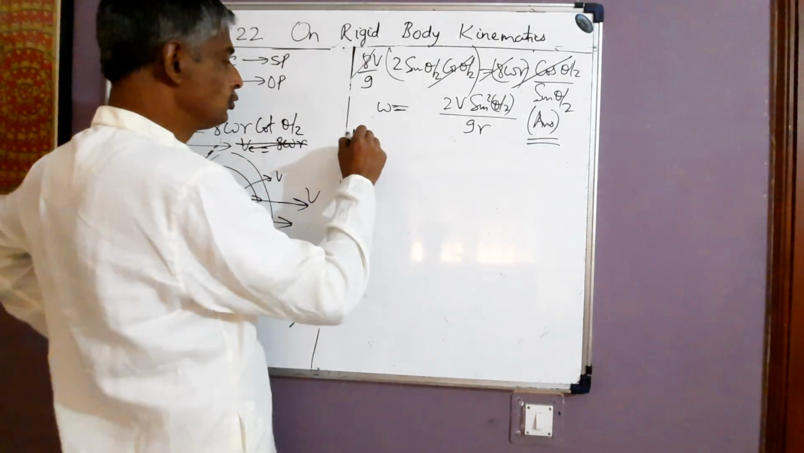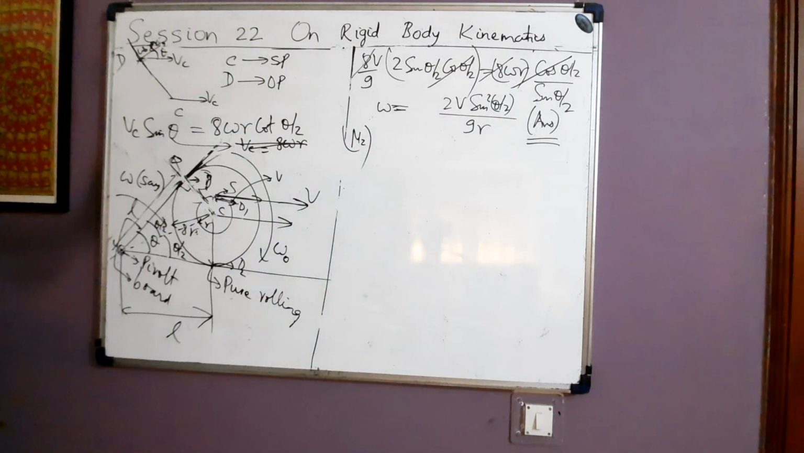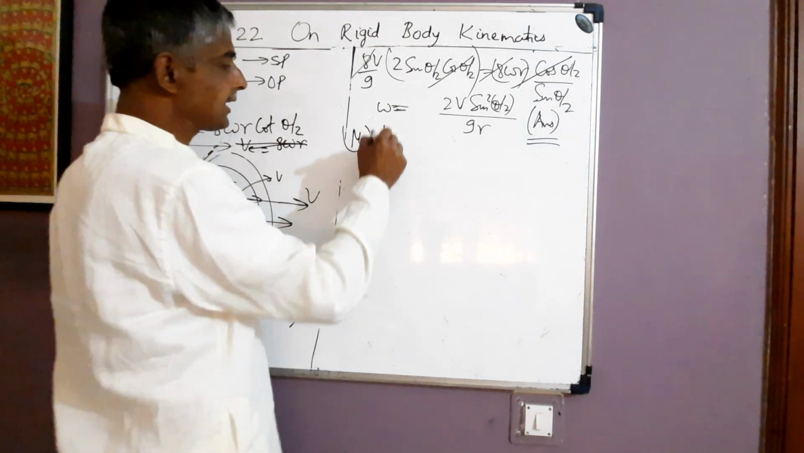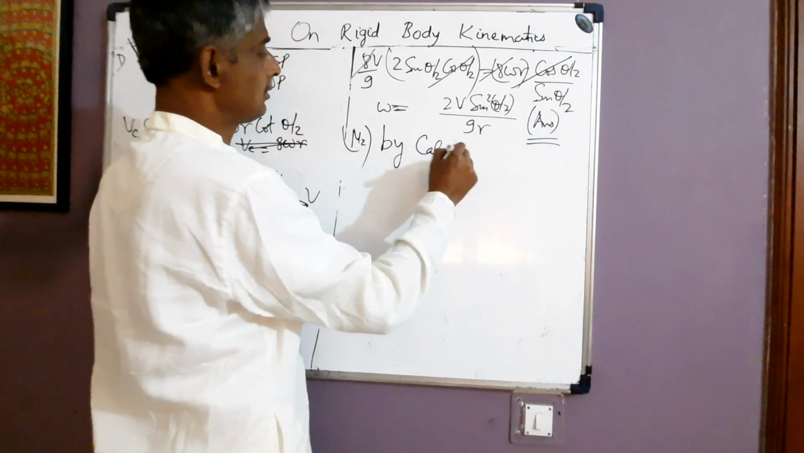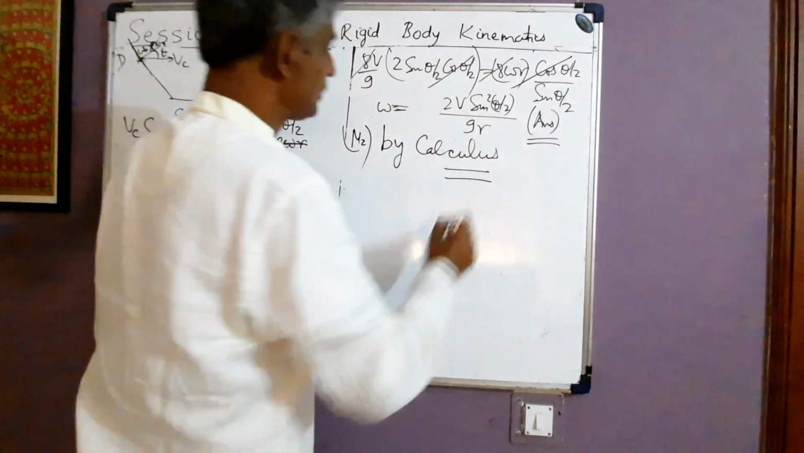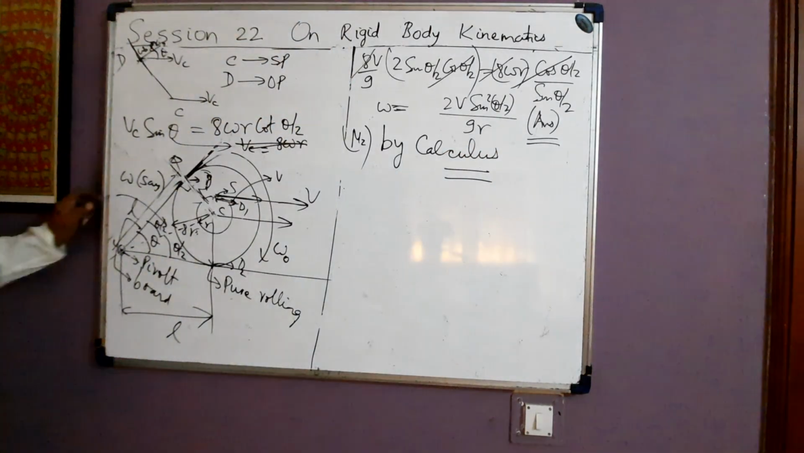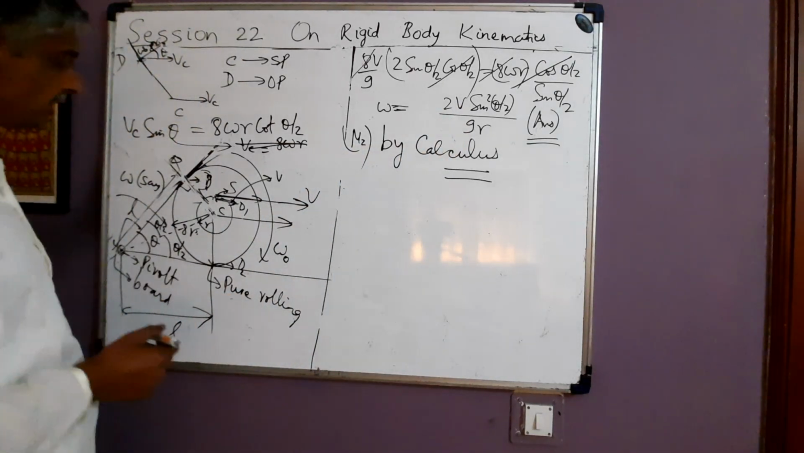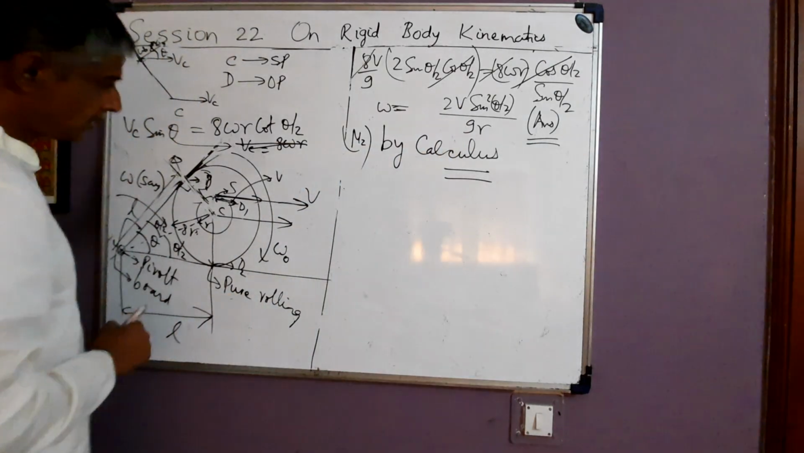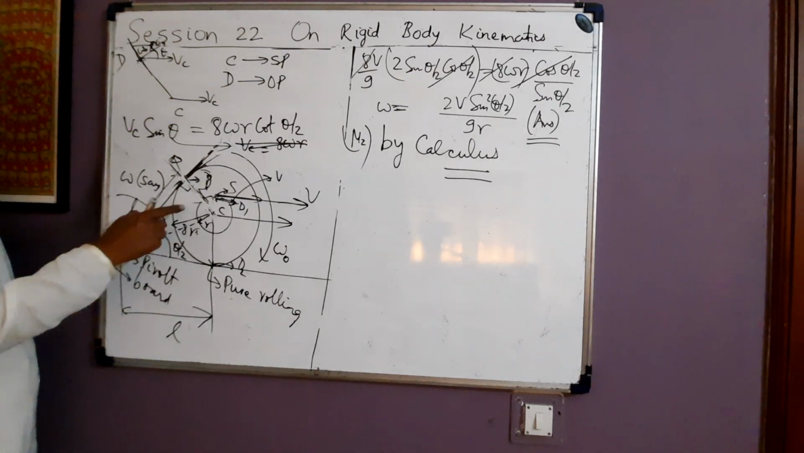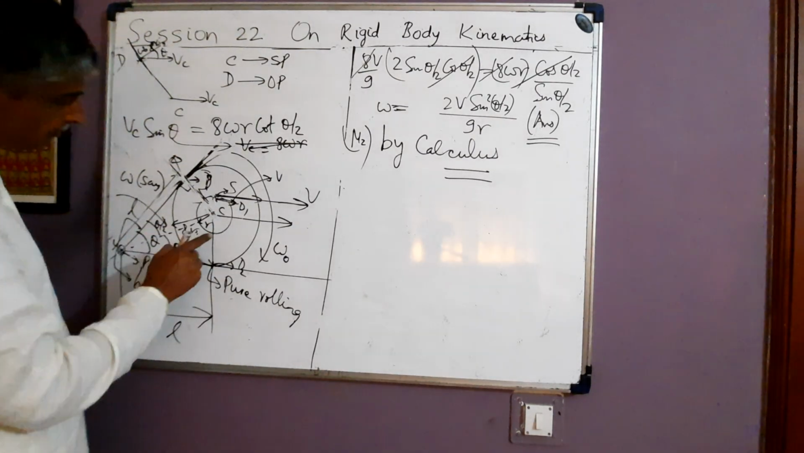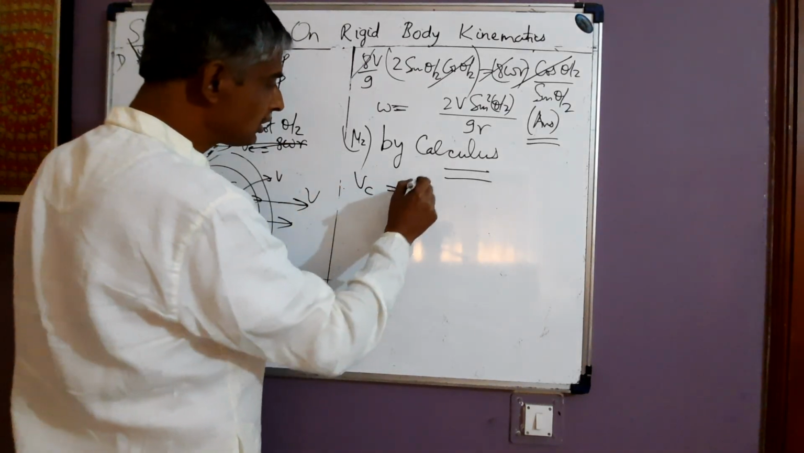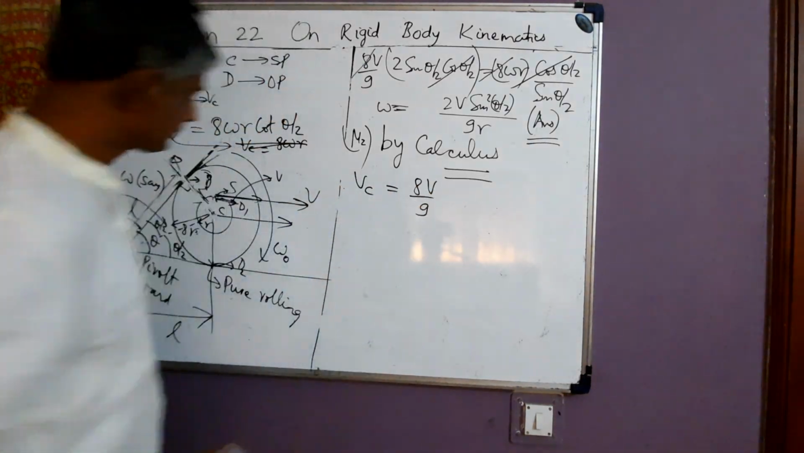Now I solve it by method 2. Method 2, I use the method of calculus. See, Vc we have already determined. Vc was how much? Vc was equal to 1 into 0 plus 8 into V, so 8 into V. In method 1 we found Vc was 8V by 9.